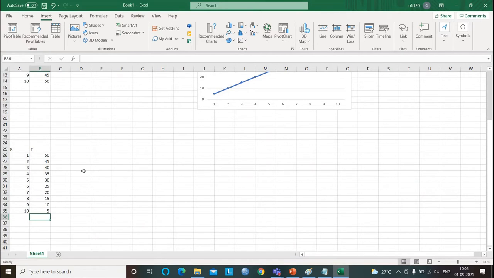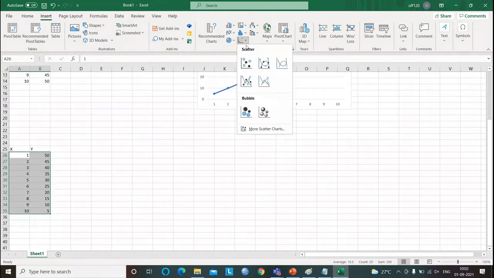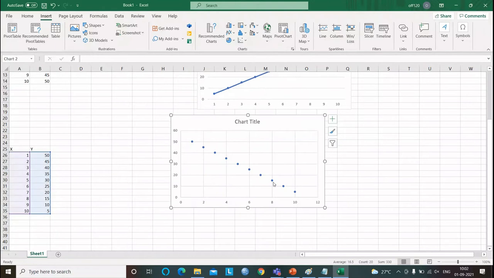If you get a problem on scatter diagram, never ever leave it. See again, by selecting this data, I'm going to the charts. I'm going to select the scatter. Now see these values.